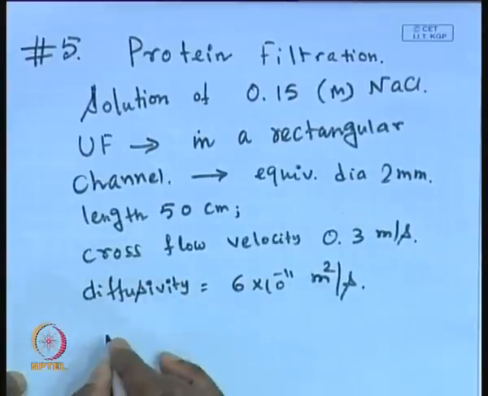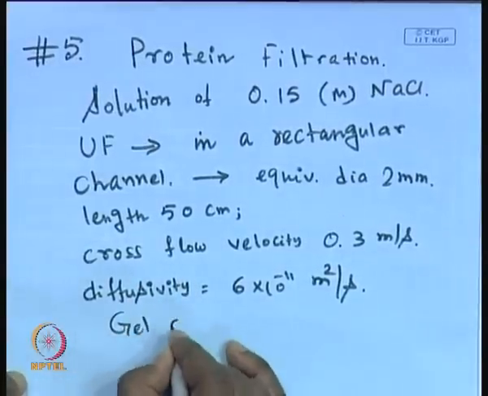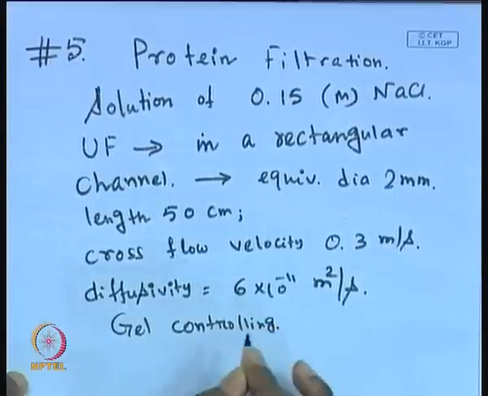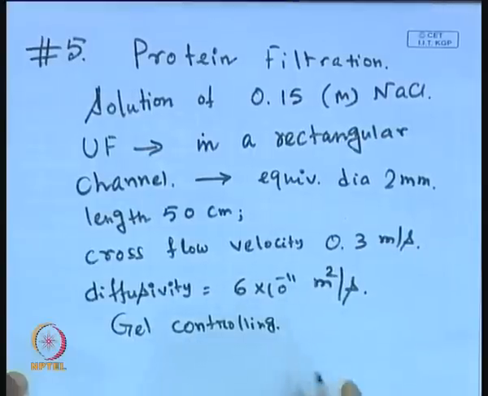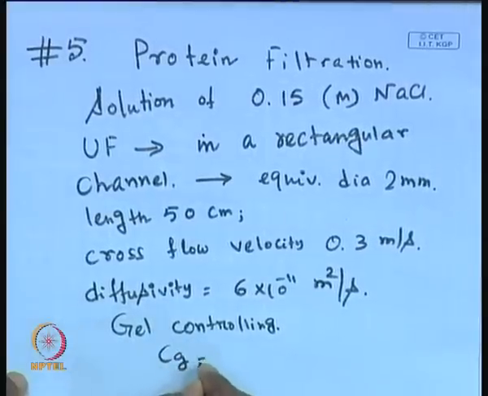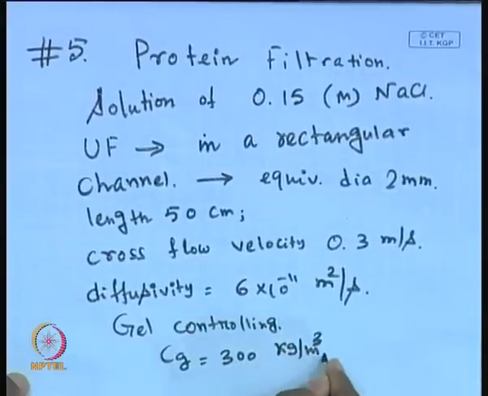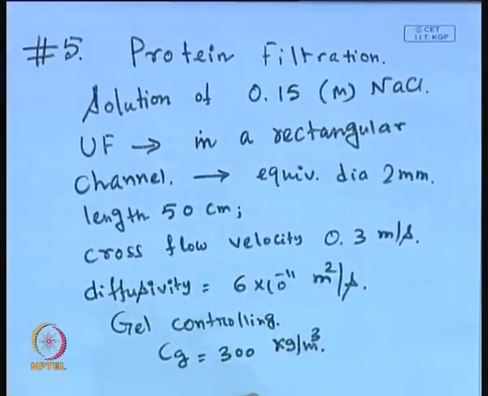Again the filtration is gel layer control filtration, gel controlling. Okay. And the gel concentration is given, C gel is 300 kg per meter cube, and you must be knowing, if you do not know the gel concentration, how to find out gel concentration. We have discussed this point at length in the earlier classes.